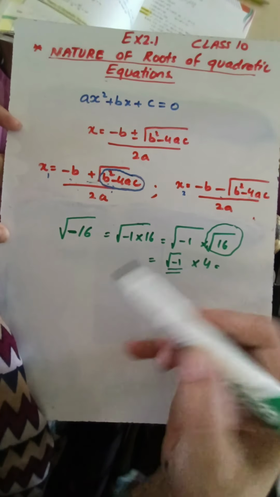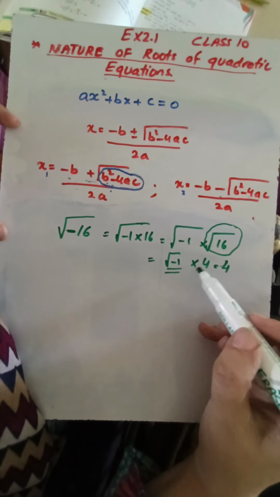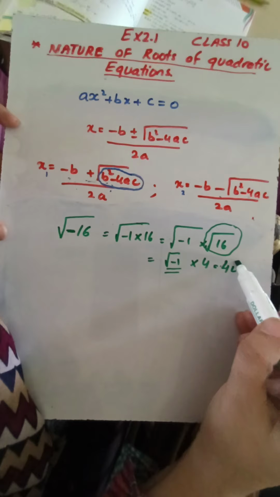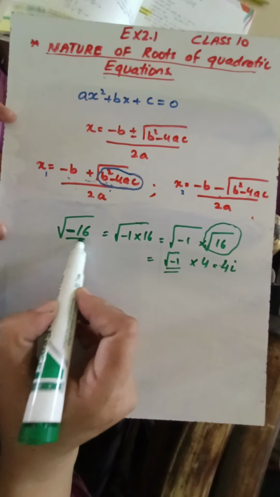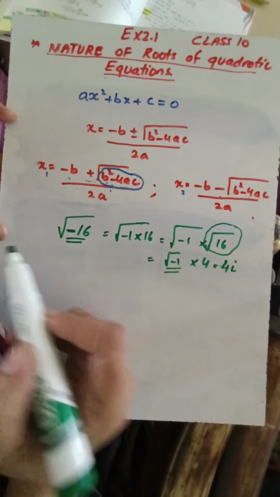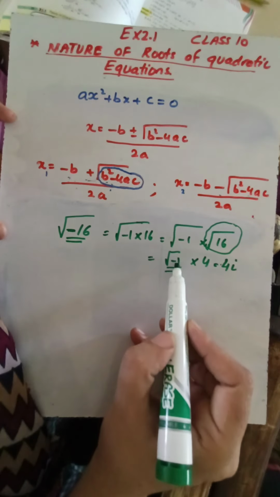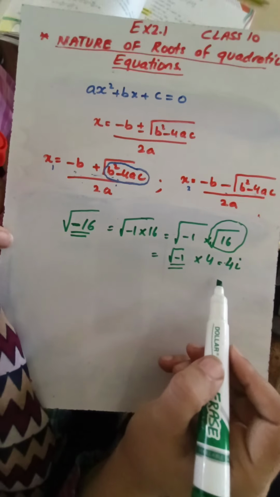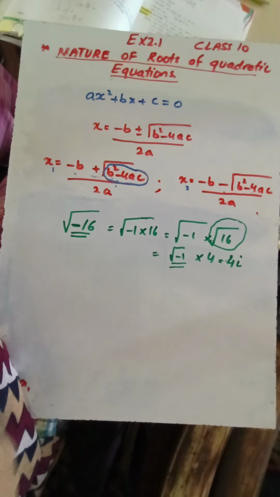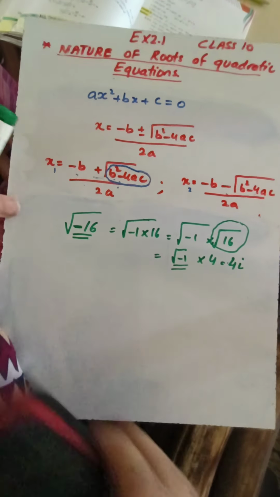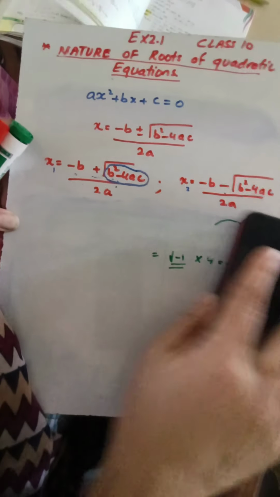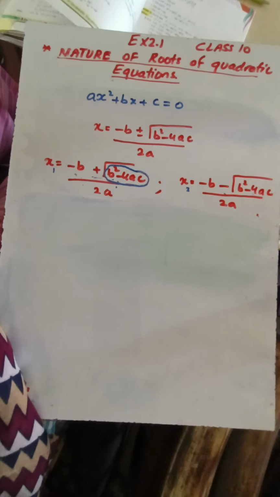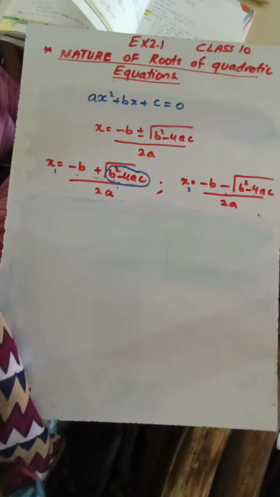For simplicity, as you have already learned in class 9, we call this factor, the root of -1, iota. So whenever we have a negative number under the radical sign, we always get under root -1, which is iota, and you know that such numbers are called imaginary numbers. So in this case we are going to discuss the imaginary values of under root b square minus 4ac.